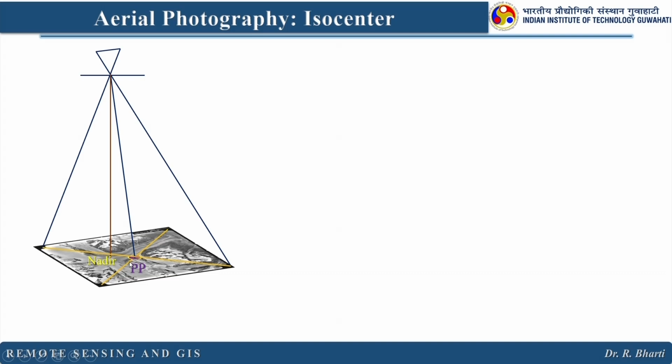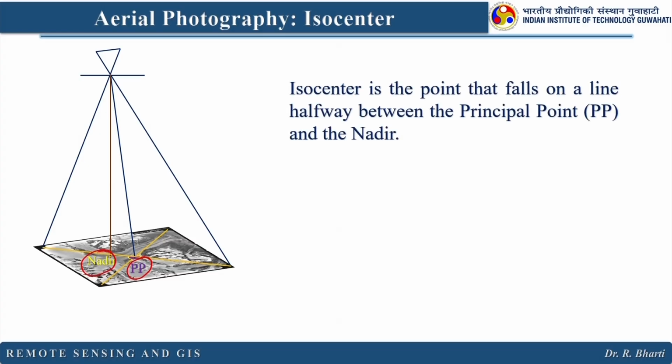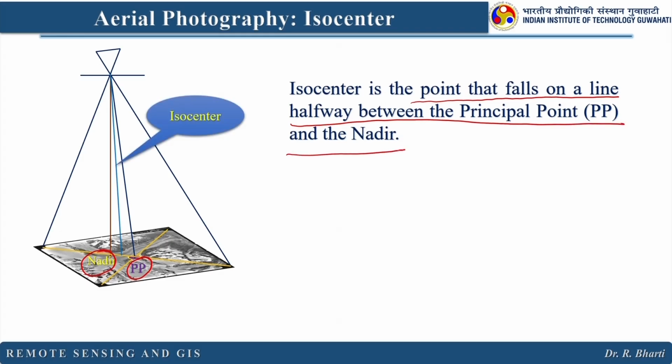And there is a new term called isocenter here. So, you have already seen the principal point and nadir. Now, we have another point which is called isocenter. Isocenter is the point that falls on a line halfway between the principal point and the nadir. So, this is your isocenter. The tilt displacement radiates from the isocenter. So, the tilt displacement will be minimum at isocenter, but as you go away, you will find more tilt displacement.